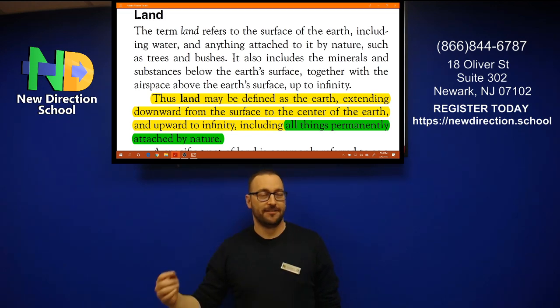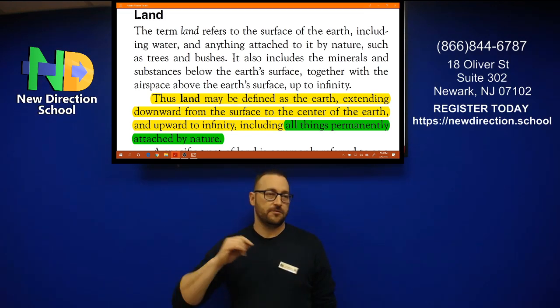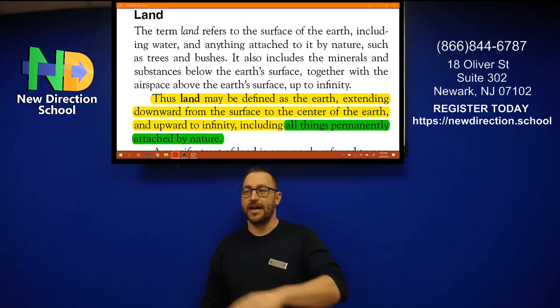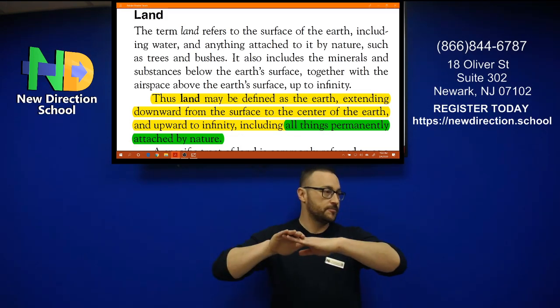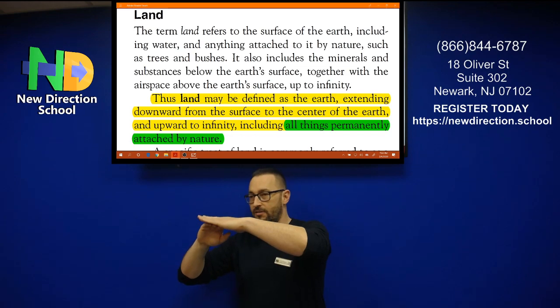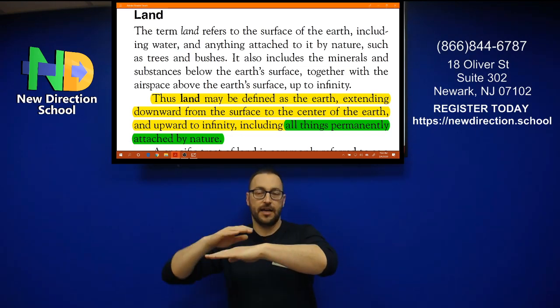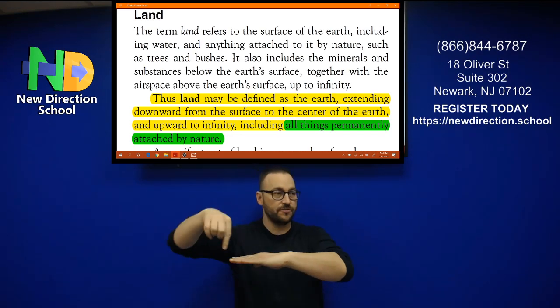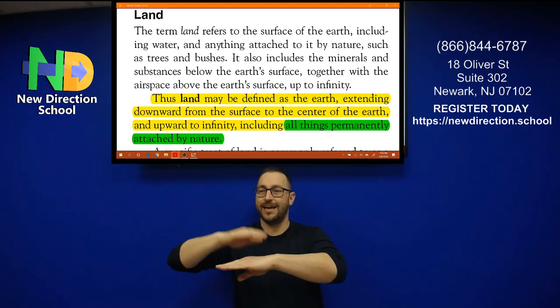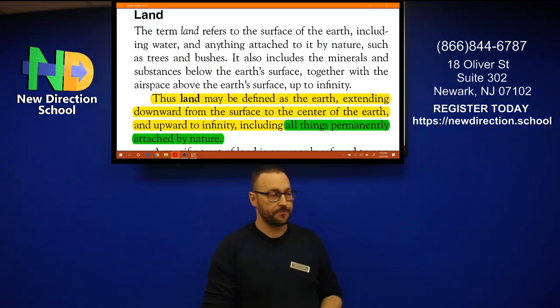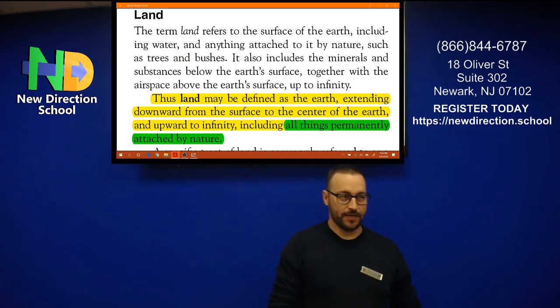All right. So land is everything that's earth. So we have the surface. We have the rights to everything that's beneath the surface and above the surface. So it's your parcel of land below and above. Okay? Yes. Air rights. We're getting there.